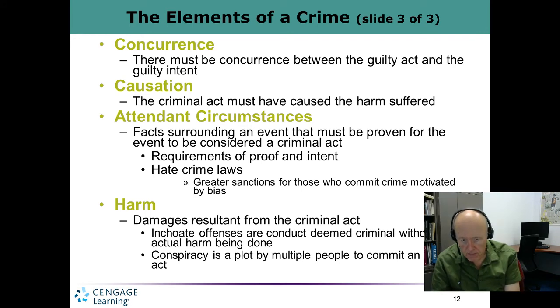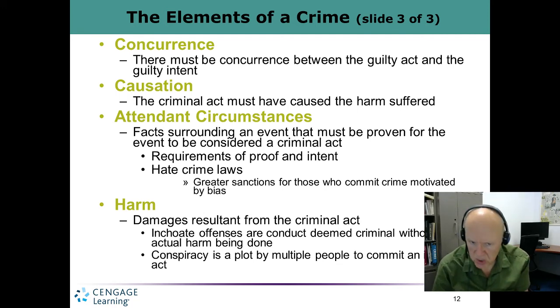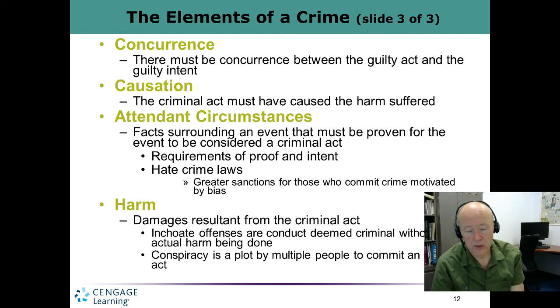Sometimes we talk about harm, and these are damages that result from a criminal act. We don't always see damages. Sometimes there's just a conspiracy to do something and you don't complete it. Sometimes you haven't actually done all of the elements of the crime you were getting ready to, and it was interrupted. This is called an inchoate, or an incomplete offense.